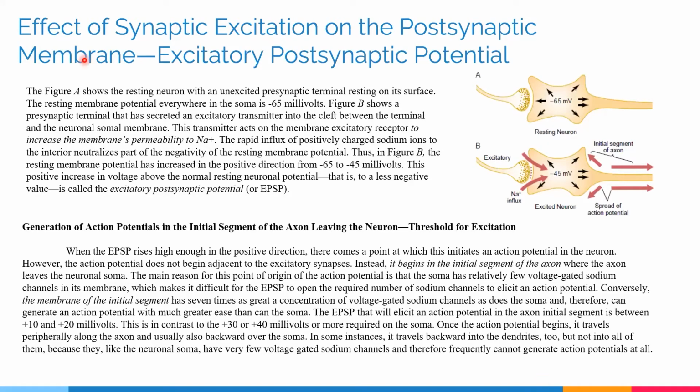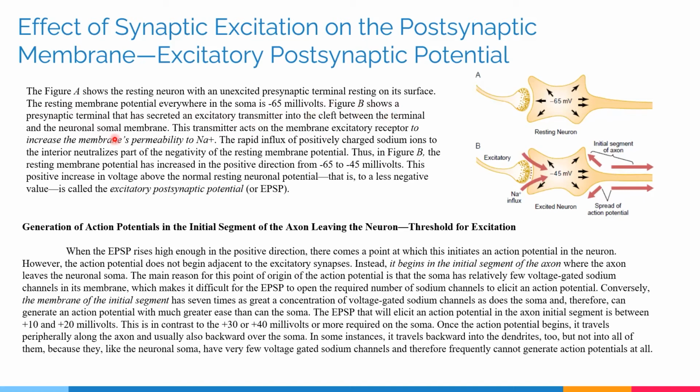Next, we look into the effect of synaptic excitation on the postsynaptic membrane, that is the excitatory postsynaptic potential. Figure A that is shown right here shows the resting neuron with an unexcited presynaptic terminal resting on its surface. The terminal is right here, which is left to right in the particular schematic. The resting membrane potential everywhere in the soma is minus 65 millivolts.